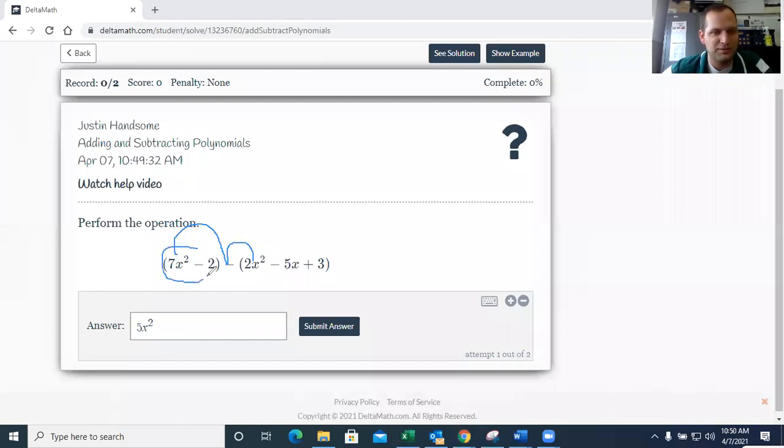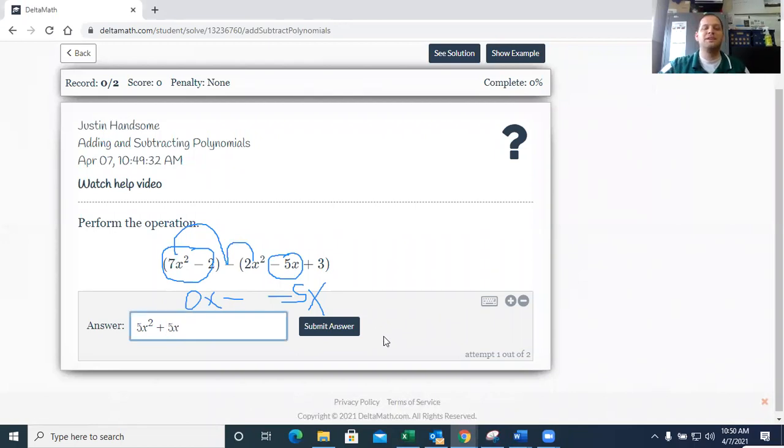Well, there's no x's over here, but there is a negative 5x here. If you put negative 5x, you will get this question wrong. Why? Let's look at why. We have technically 0 x's minus negative 5x. Ooh, what happens when you minus negative? It turns positive. Be careful.